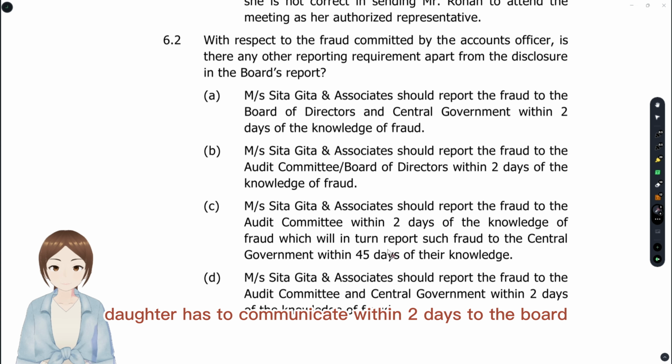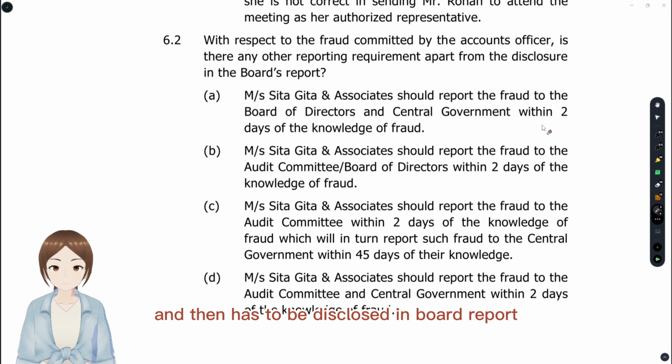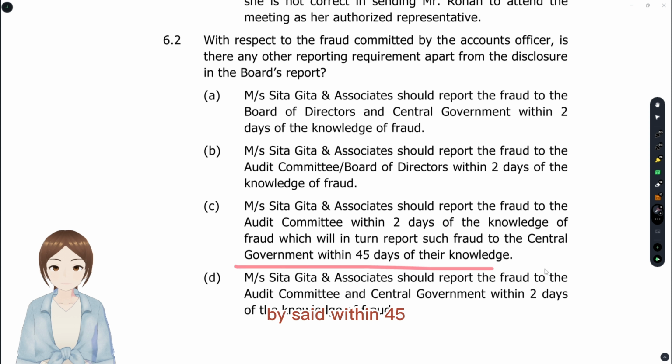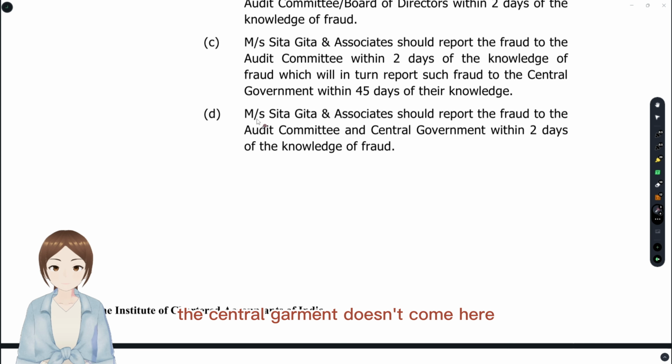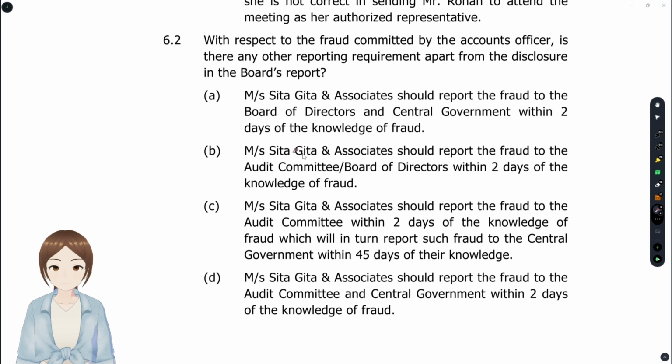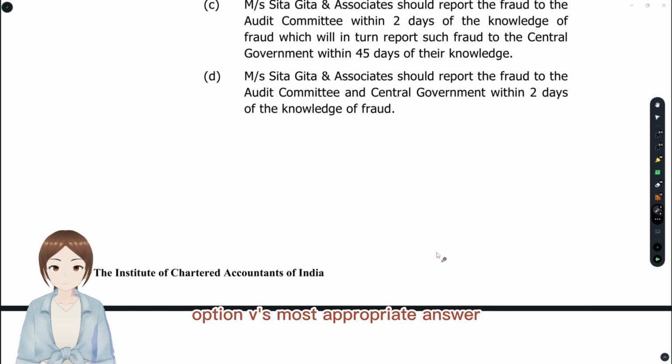The auditor has to communicate within 2 days to the board, and that has to be disclosed in the board report. Should the auditor report the fraud to the board, auditor and central government? No, for central government, when the fraud amount is 1 year or more, it is reported to the audit committee within 2 days from the knowledge of the fraud, and then a report within 45 days. Central government doesn't come here because the fraud is less than 1 year. So option B is the most appropriate answer, where central government is not at all involved.